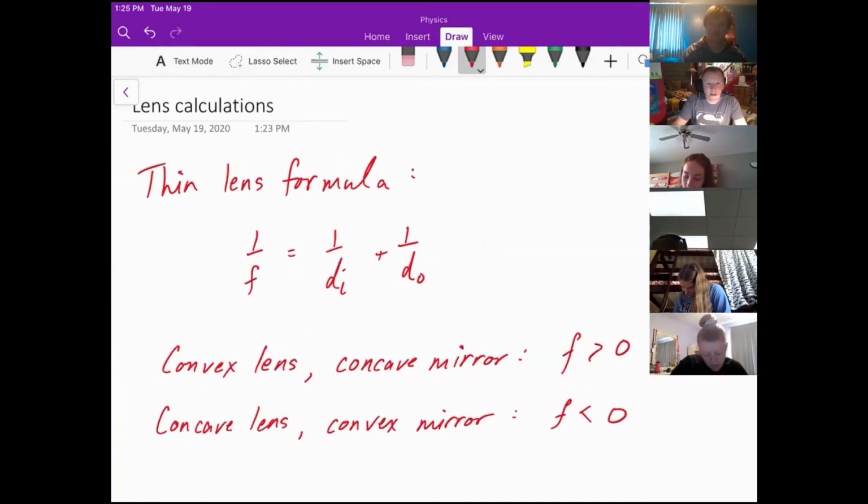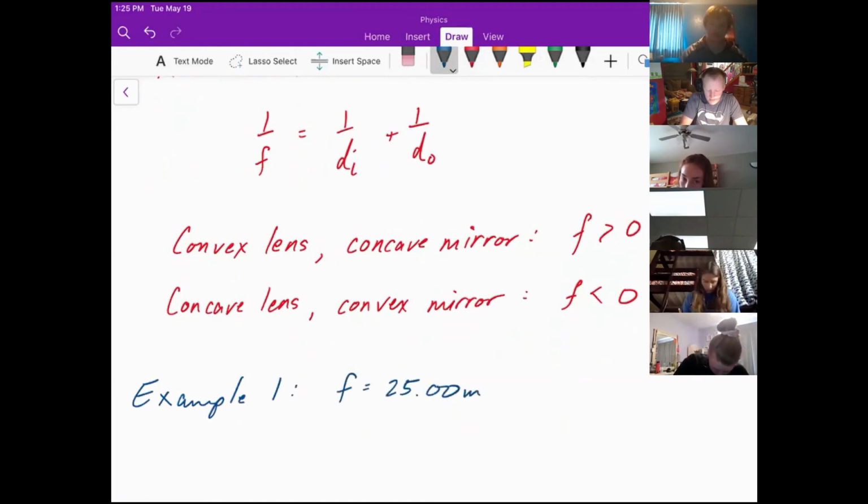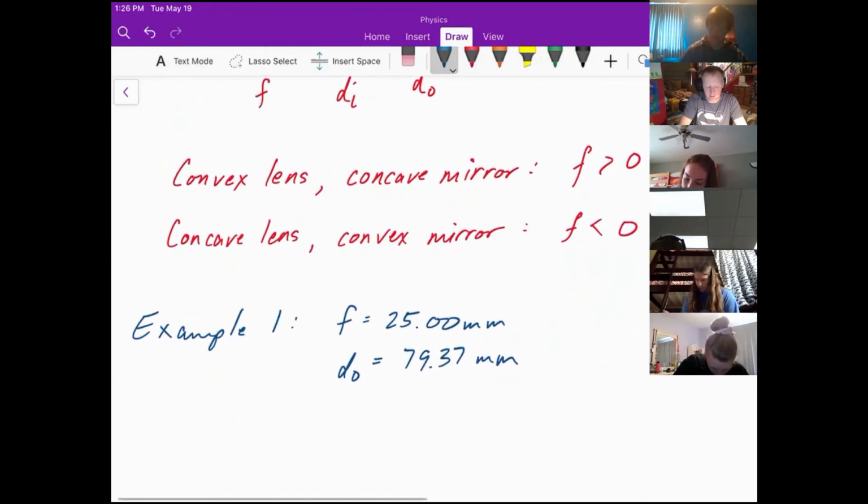Doing the measurements that we had before, going back to our first one, we had a focal length of 25 millimeters, an object distance of 79.37 millimeters, and that's a weird number because I just threw it out there and then measured it. Let's find the image distance. So we know 1 over f is equal to 1 over do plus 1 over di.